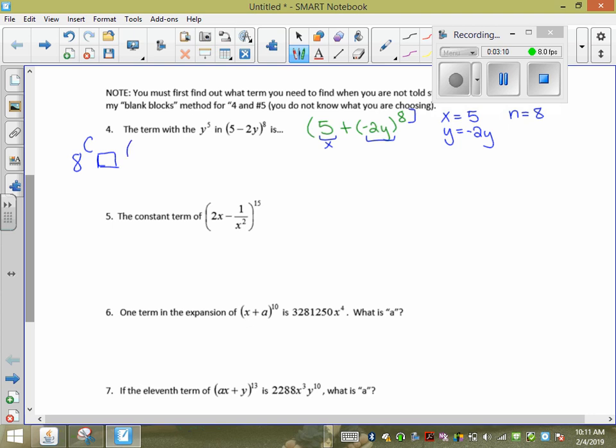And then I go x, which is 5, to the 8 minus box. And then I have y, which is negative 2y to the box. And I need to know what the heck to fill in for that box so that I get a term with y to the 5 in it. What do you think we should fill into that box? I need a term with y to the 5.